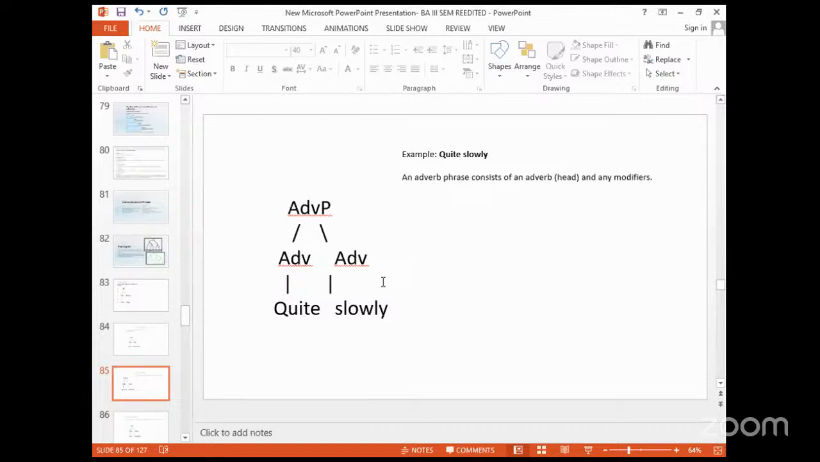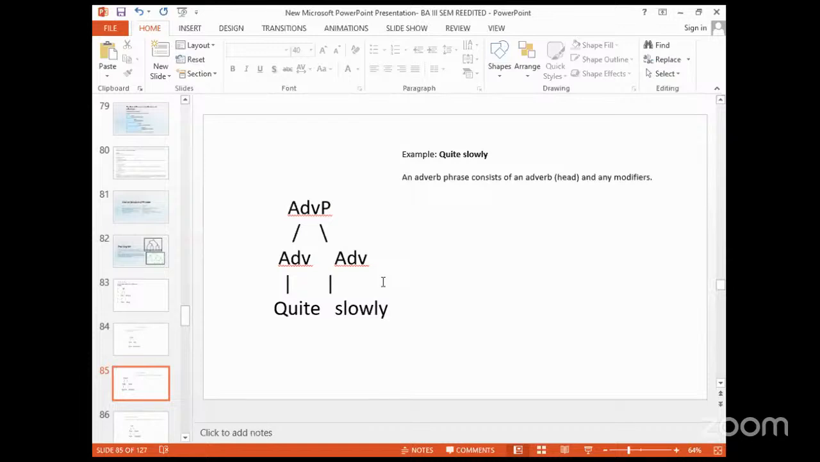So here, if you can look at it, both are adverbs. It's an adverbial phrase and the modifier is also an adverbial phrase. Okay? So it's quite slowly. How slowly? That's an adverb, hence it's an adverbial phrase. Quite is also an adverb, but the main word is slowly.